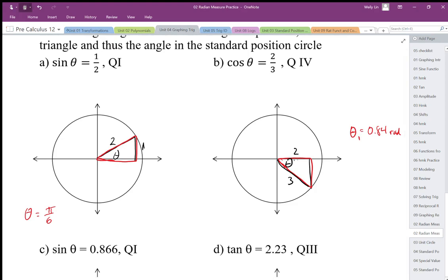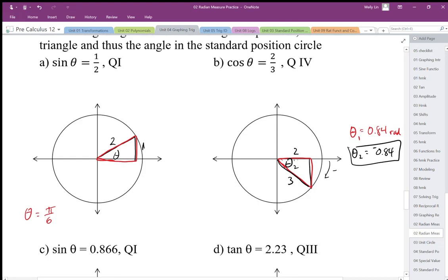So I still have to remember this theta 1, theta 2 thing. I want theta 2. I want to go backwards, in the negative direction, and I'm going to use a symmetry. I know that I don't want the positive one. I want the negative version of this. And there's my angle.